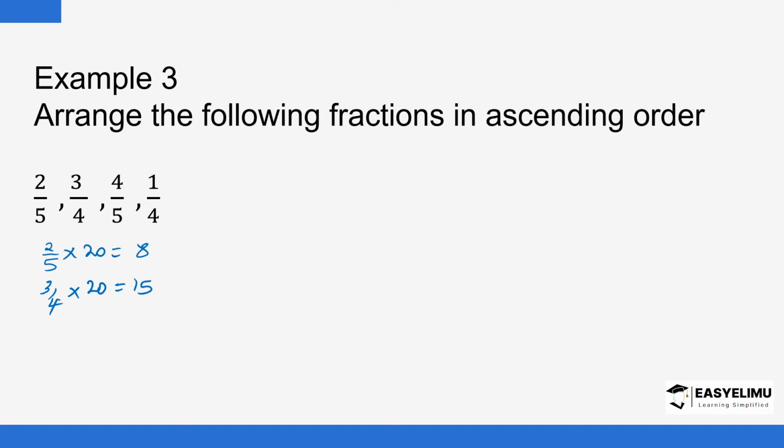Again, we have 4 over 5 by 20. 5 goes into 20 4 times, and 4 by 4 is 16. And finally, 1 over 4 by 20. So 4 goes into 20 5 times and 5 by 1 is 5.